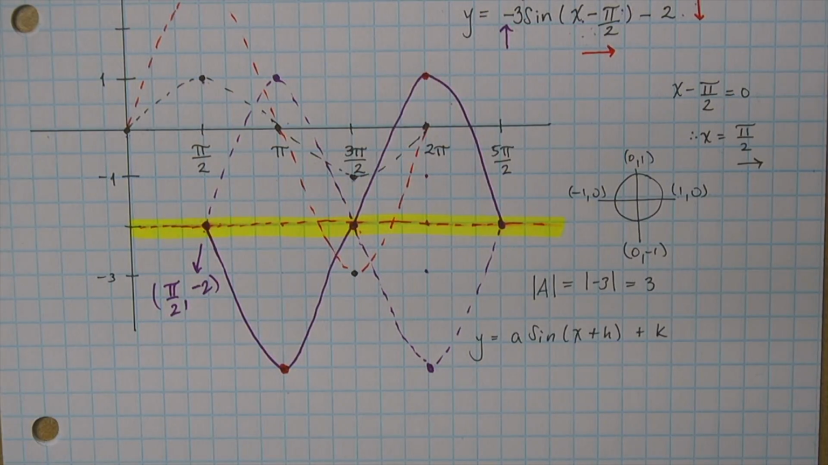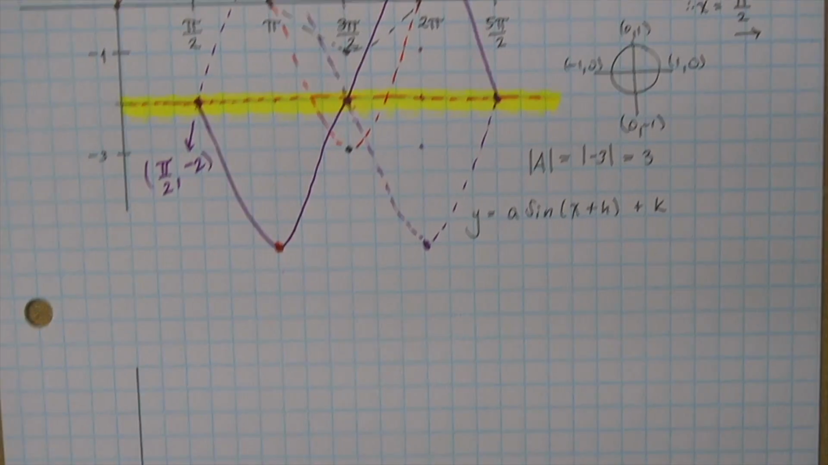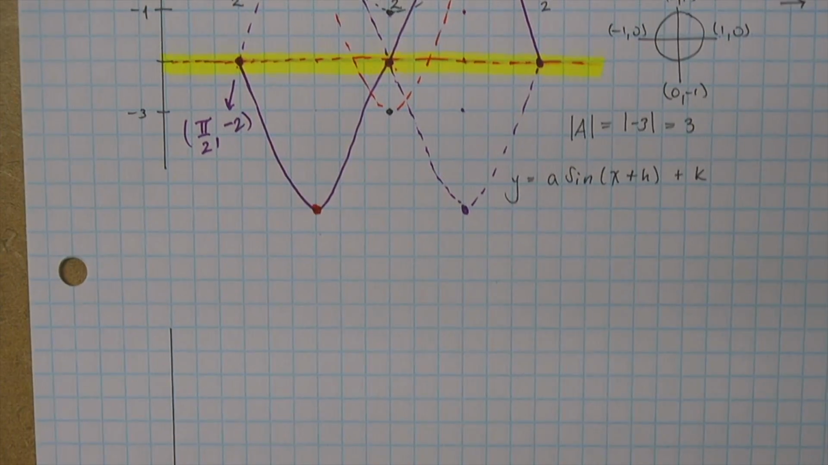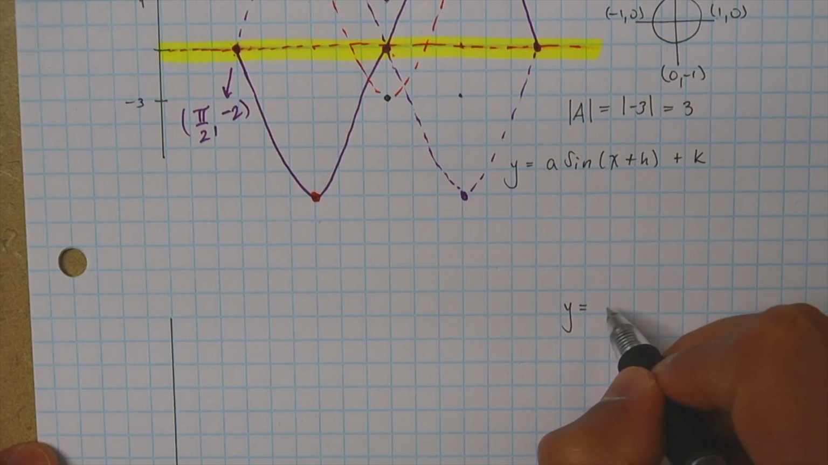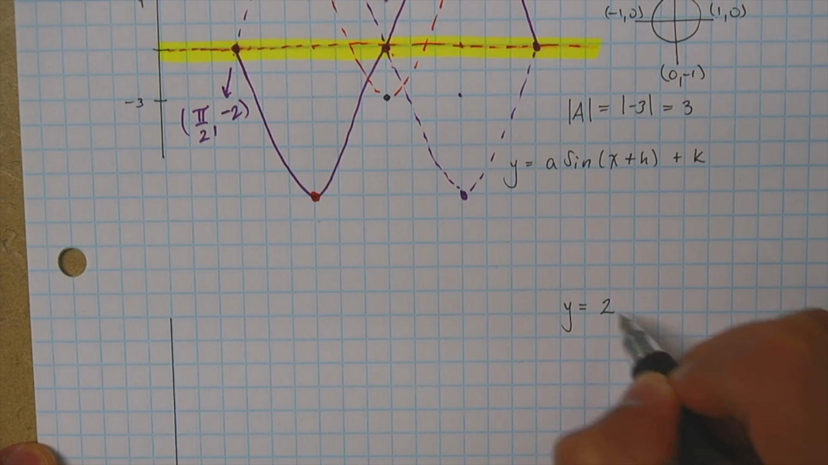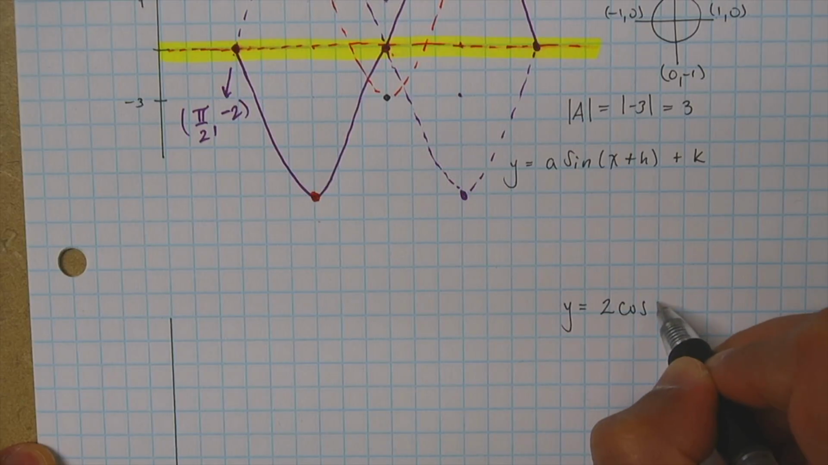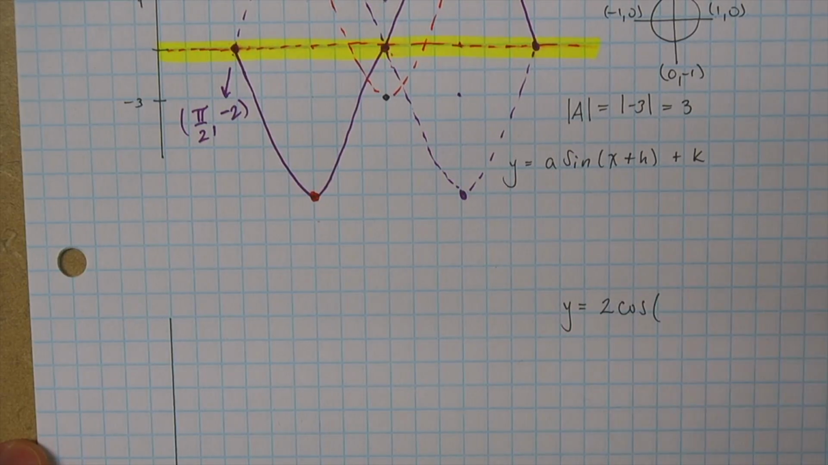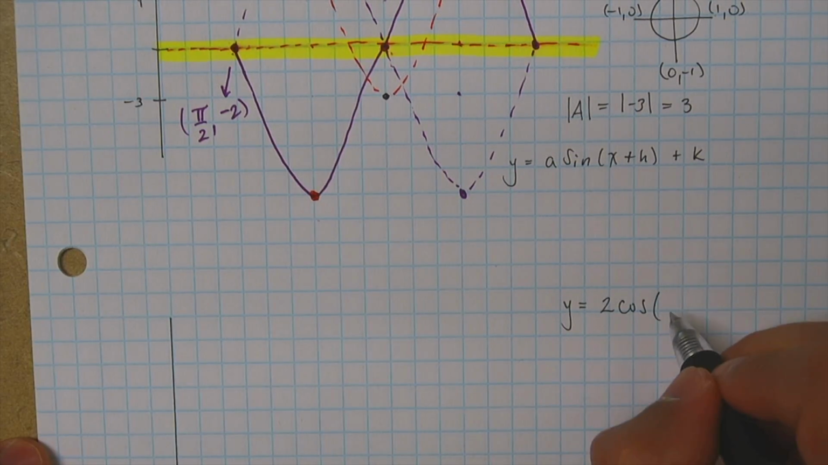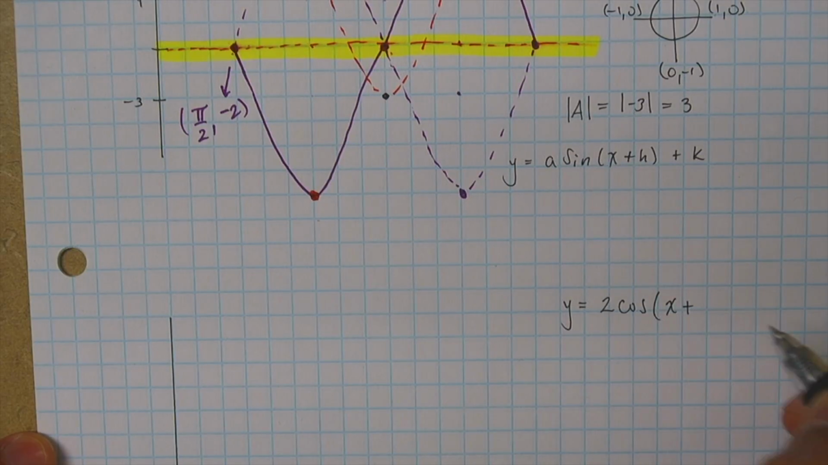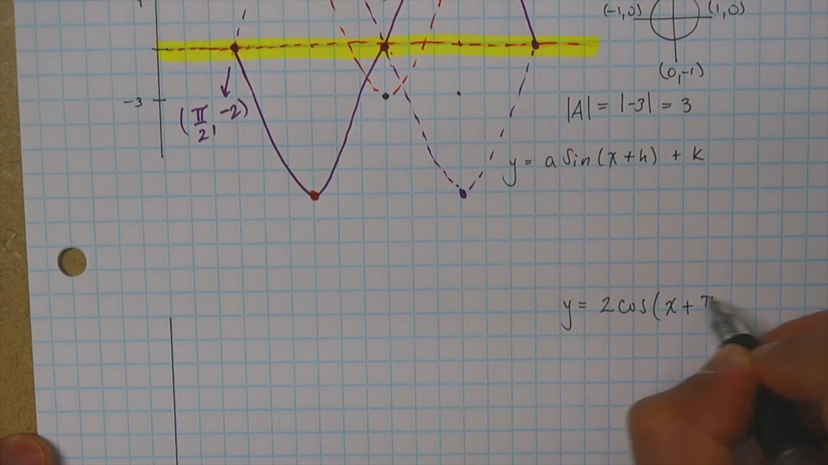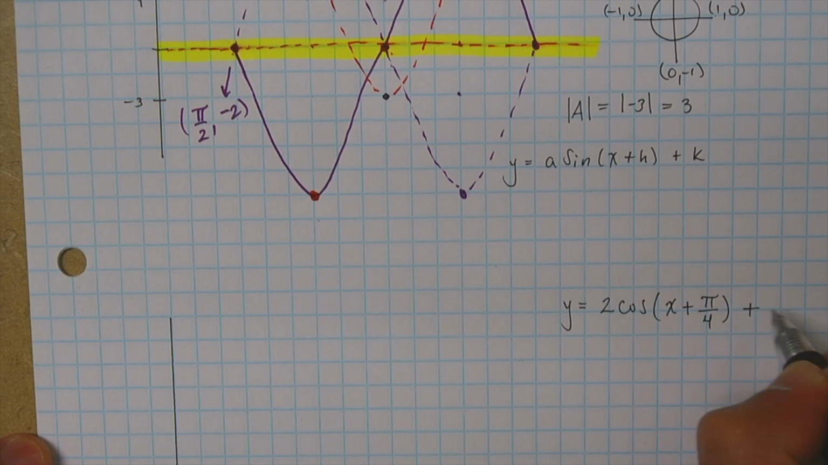All right, so let's go ahead and try to do one more. We'll do a cosine here real quick. We'll try to make it simple. And we're going to say y equals 2 cosine of, let's make it a little bit different, x plus, let's do pi over 4. Okay, let's move it up this time. Let's do plus 1.